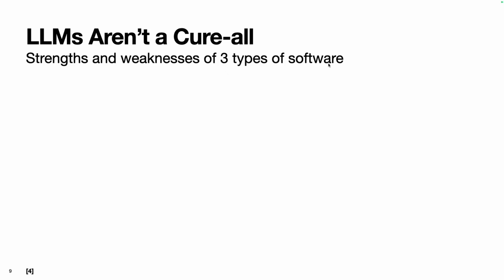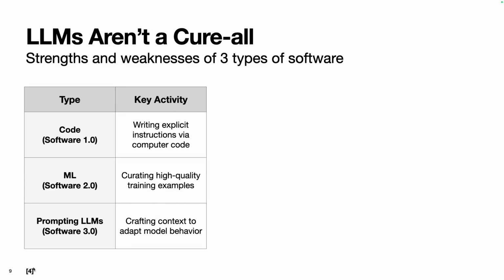A framework that I find helpful when making these decisions is thinking of software as 3 distinct types. This is based on a famous blog post by Andrej Karpathy, which is reference number 4, where he talks about these 2 kinds of software, 1.0 and software 2.0. More recently, people have expanded this discussion to include software 3.0, which is basically large language models. But the story goes like this. Software 1.0 is just code. So the key activity that developers do in order to build systems with code is writing explicit instructions via computer code. So Python, C++, whatever language you like.